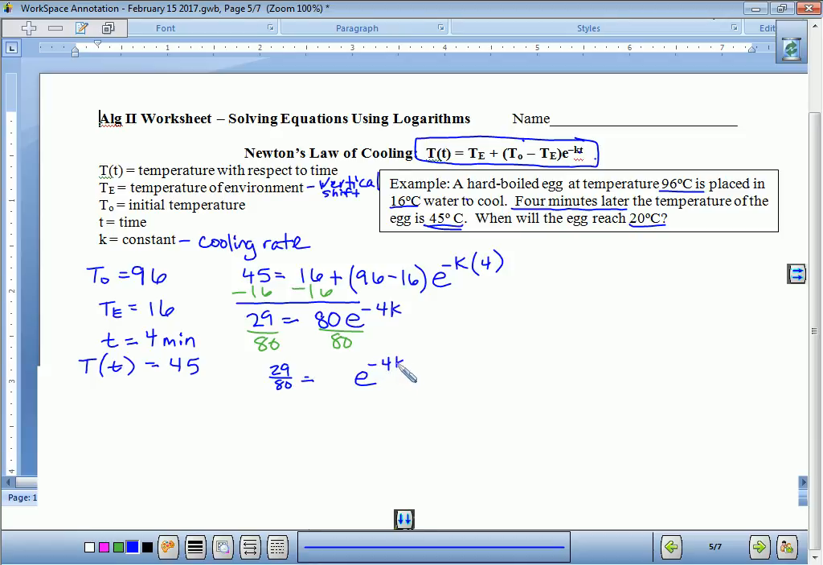Okay, so this first step is solving for the cooling rate, the K. So how do I solve for K if K is an exponent? You bring the exponents out in front. When I take the log, you're going to bring that exponent out in front. In this example, I'm doing natural log because it is base e. You've got to do natural log. You can't just write log e, you have to write ln e.